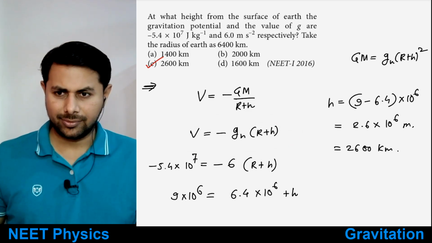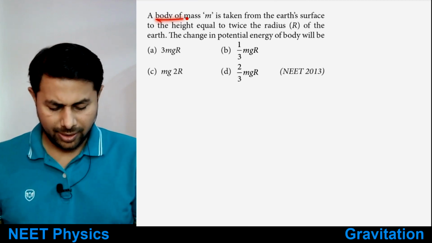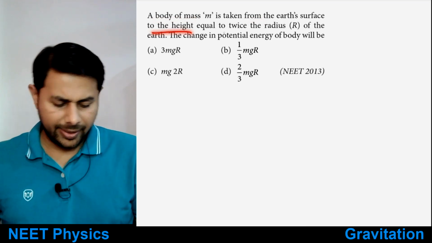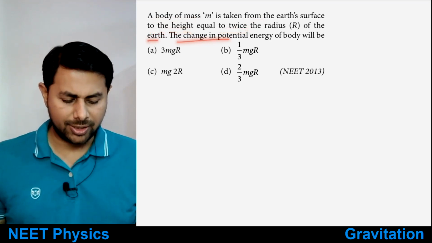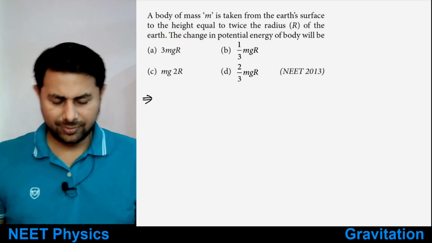Okay, good. Then let's see the next one. A body of mass m is taken from Earth's surface to a height equal to twice the radius R of the Earth. The change in potential energy of the body will be. So again, this is simple.